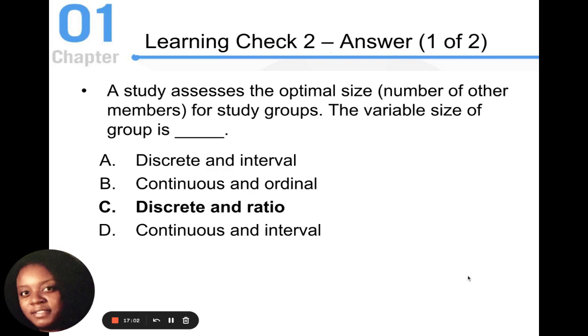And here is that correct answer. It's going to be C. So it's going to be something that's discrete and ratio.